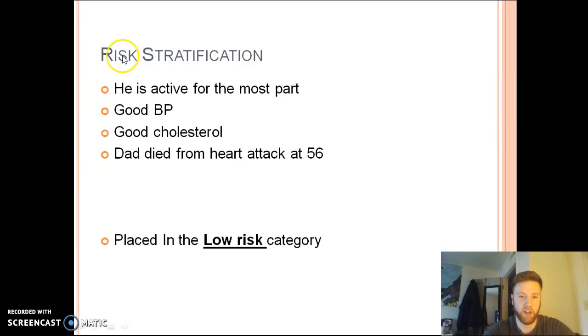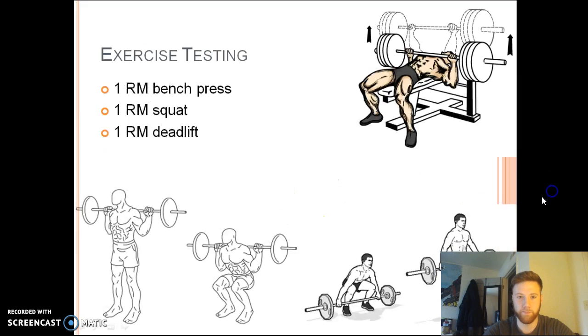So moving on to his risk stratification, I listed a couple of positive things here. He's active for the most part, he works out 2 to 3 days a week, doing cardio. He has good blood pressure, good cholesterol, and his dad died from a heart attack at 56. This is the only negative one I have on here, but we would place him in the low risk category because even though his dad died of a heart attack, if we look at the risk stratification guidelines, it's someone who's 55 or younger as a father, so he would be okay from that.